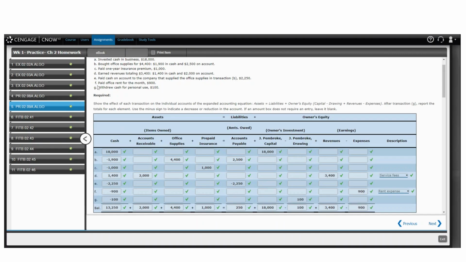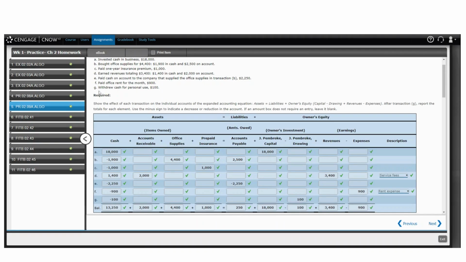In F, we paid office rent for the month in the amount of $900. So just think about what happens when you pay your rent or your mortgage, right? Your cash decreases. So right here in F, I have a decrease in my cash for $900. The other account that's affected is my expenses. That increases by $900.